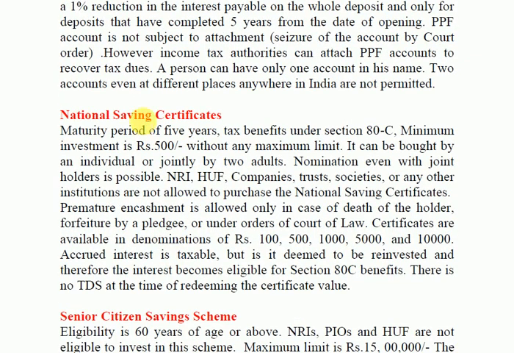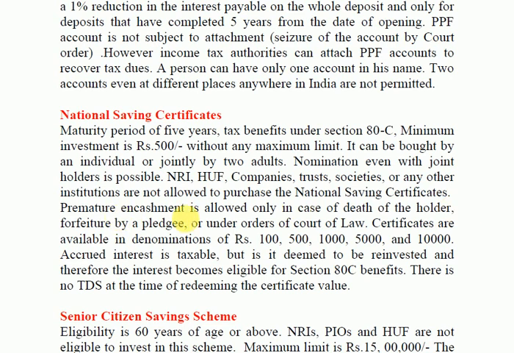Next is National Savings Certificates. Maturity period of 5 years, tax benefits under Section 80C, minimum investment is Rs 500 without any maximum limit. It can be bought by an individual or jointly by two adults. Nomination even with joint holders is possible. NRI, HUF, companies, trusts, societies or any other institutions are not allowed to purchase the National Savings Certificates.